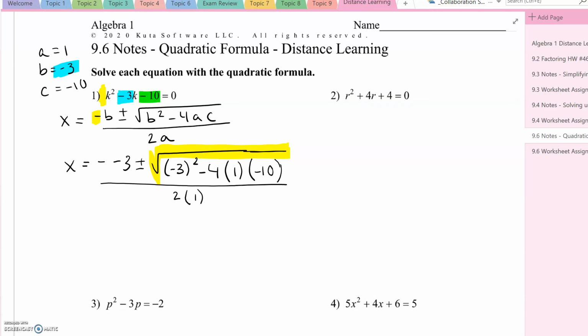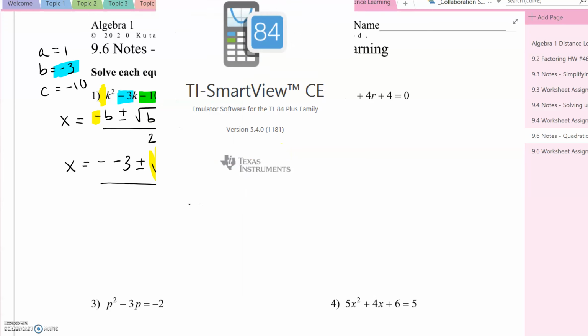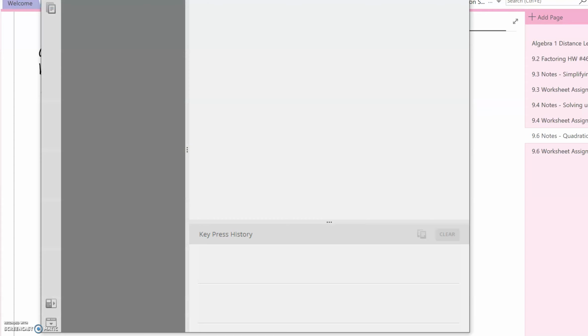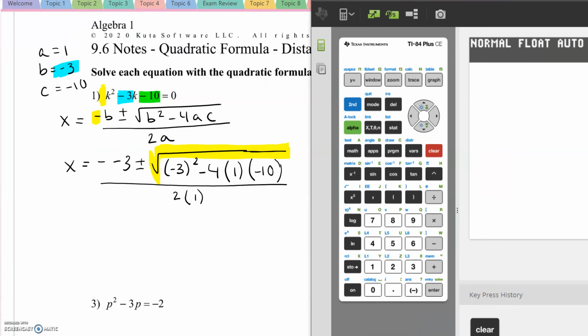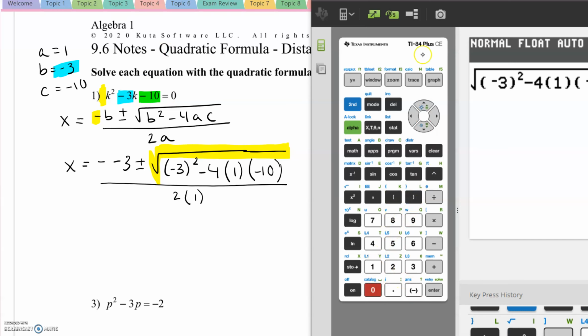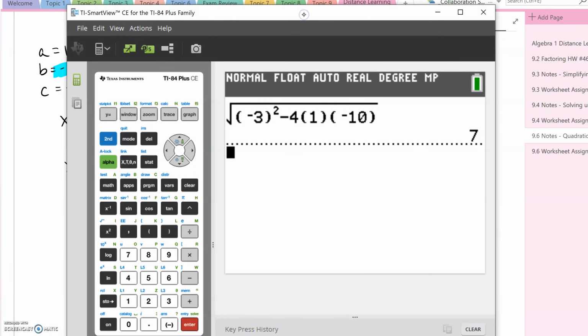Now you might just want to type this straight into your calculator. If not, you can do this in your head. Let me pull up my calculator and show you how to type this in. Hopefully you have your calculator with you at home. So we're going to do the square root of, parentheses, -3 squared minus 4 times 1 times -10. Sorry, that's cut off here. And we get our answer to be 7.